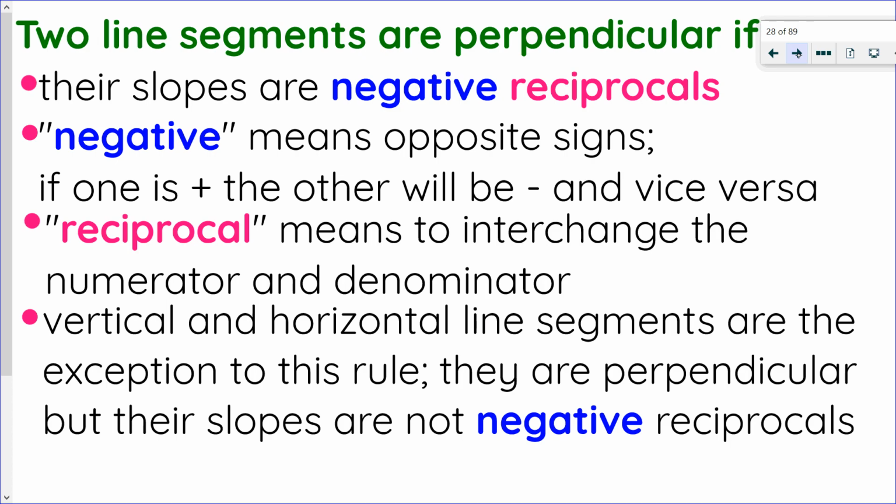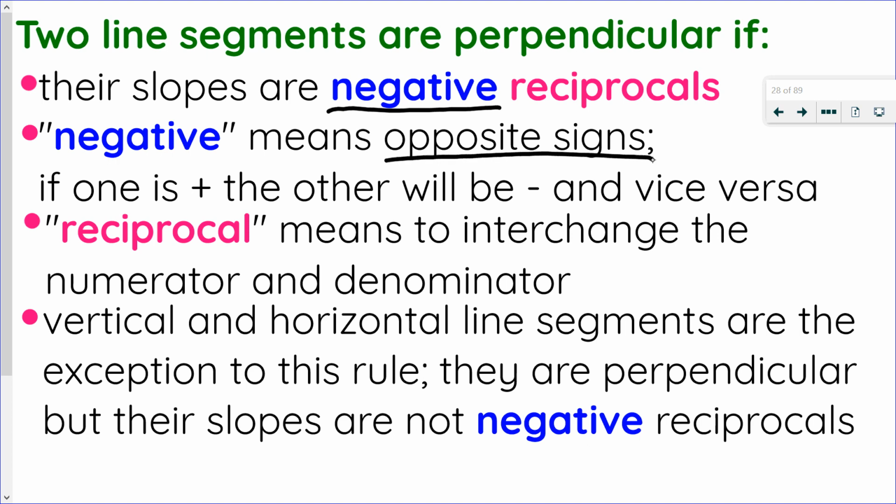So perpendicular line segments. Line segments are perpendicular if their slopes are negative reciprocals. Now let's break that down. Negative doesn't necessarily mean the slope has to be negative, but if one is negative, the other is positive. So negative in this context really means opposite signs. Reciprocal just means to flip. That means the numerator and the denominator are interchanged. They're flipped. So it's flipped and opposite signs, negative reciprocals.